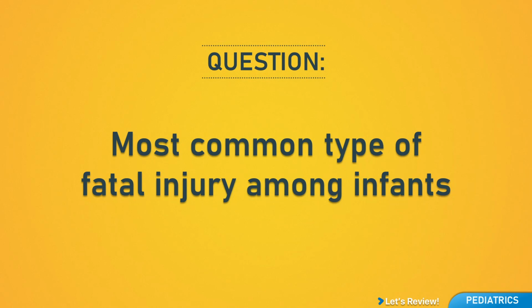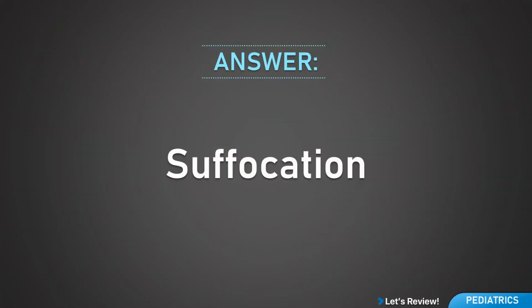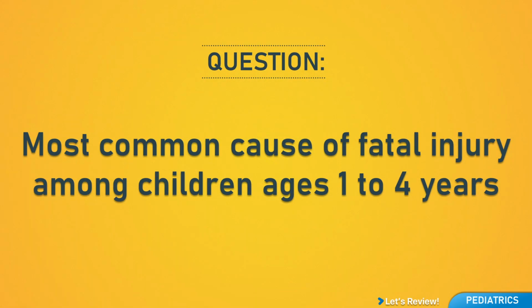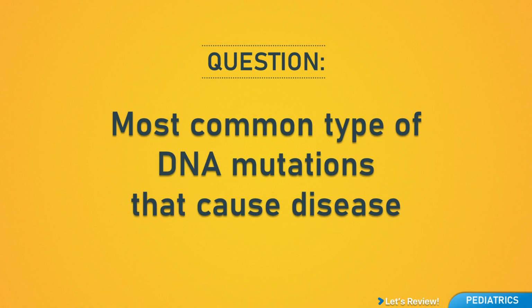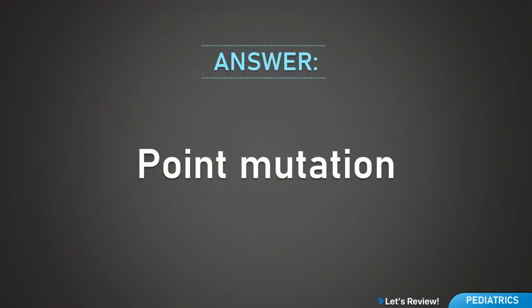Most common type of fatal injury among infants. Suffocation. Most common cause of fatal injury among children ages 1 to 4 years. Drowning. Most common type of DNA mutations that cause disease. Point mutation.